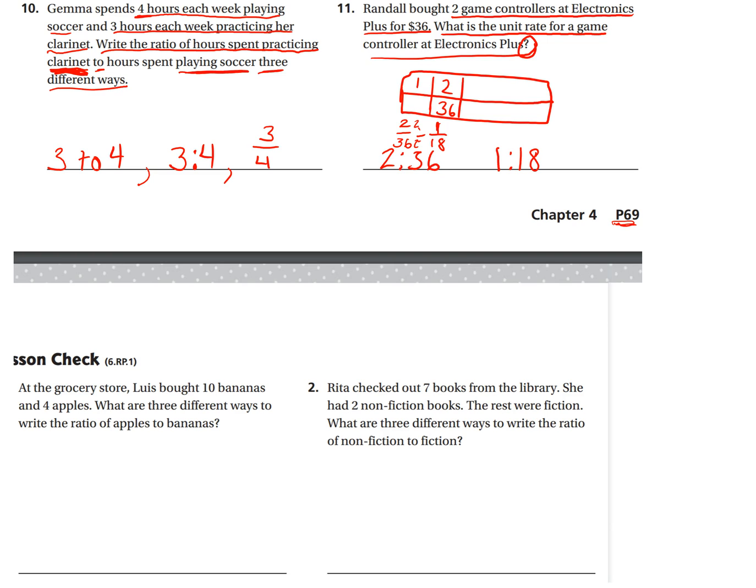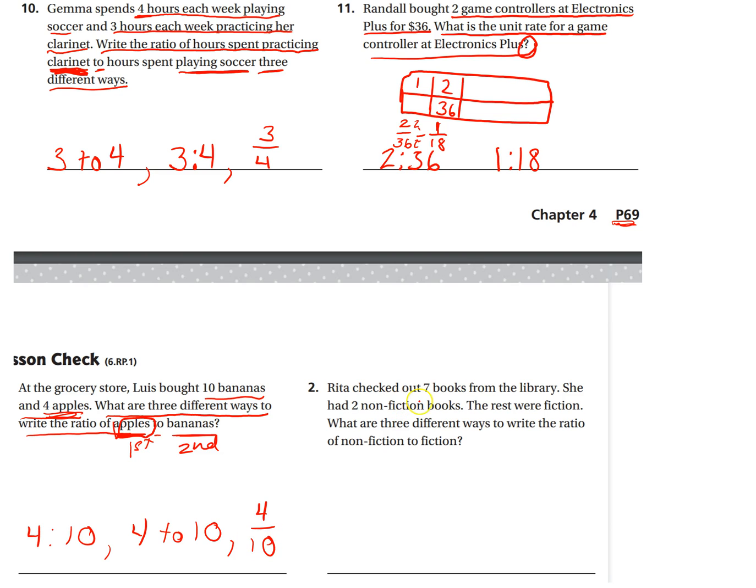All right, going on to page p70 now, 1 and 2 at the top. At the grocery store, Lewis bought 10 bananas and 4 apples. What are 3 different ways to write the ratio of apples to bananas? So apples first. It's asked us to list apples first, and then it said bananas second. So apples would be 4, that's my first number, to 10 bananas. I could also write it 4 to 10, and I could also write it as a fraction, 4/10.